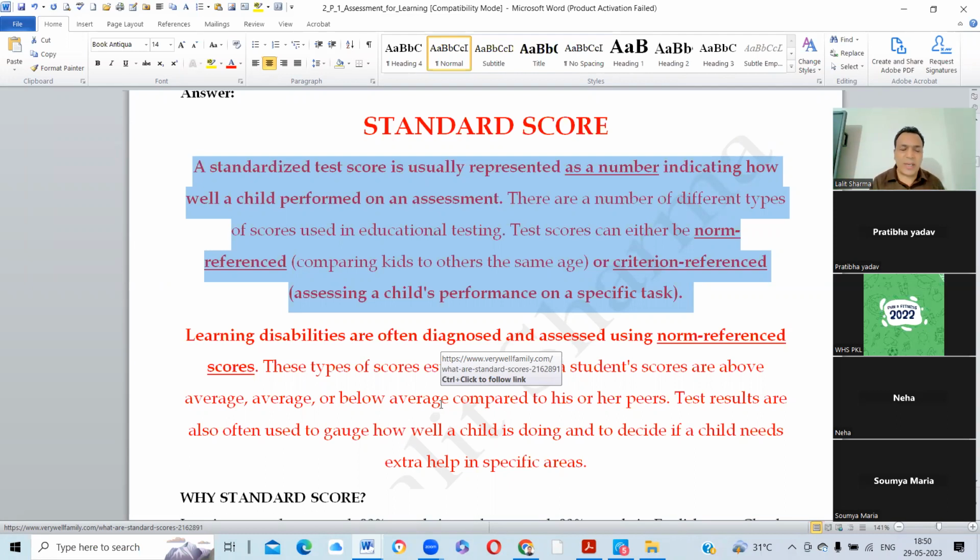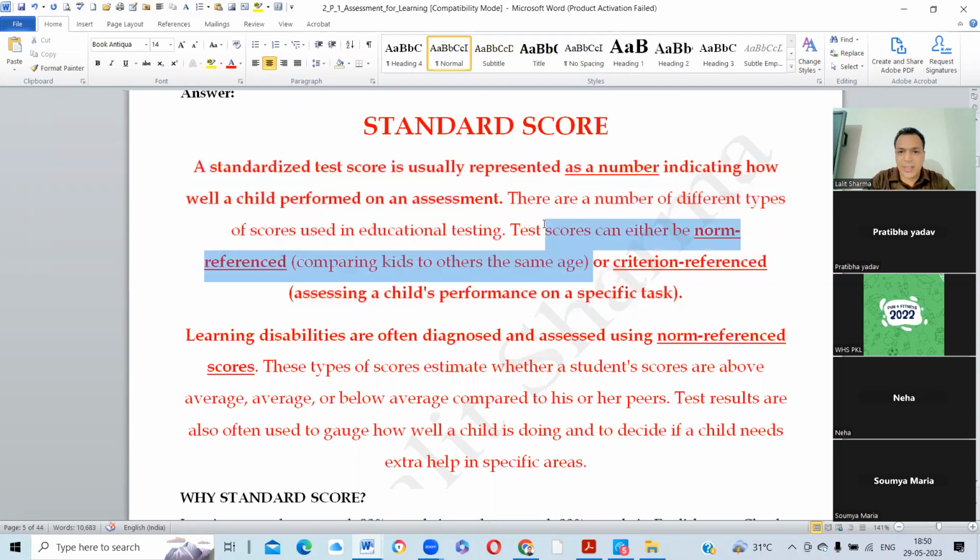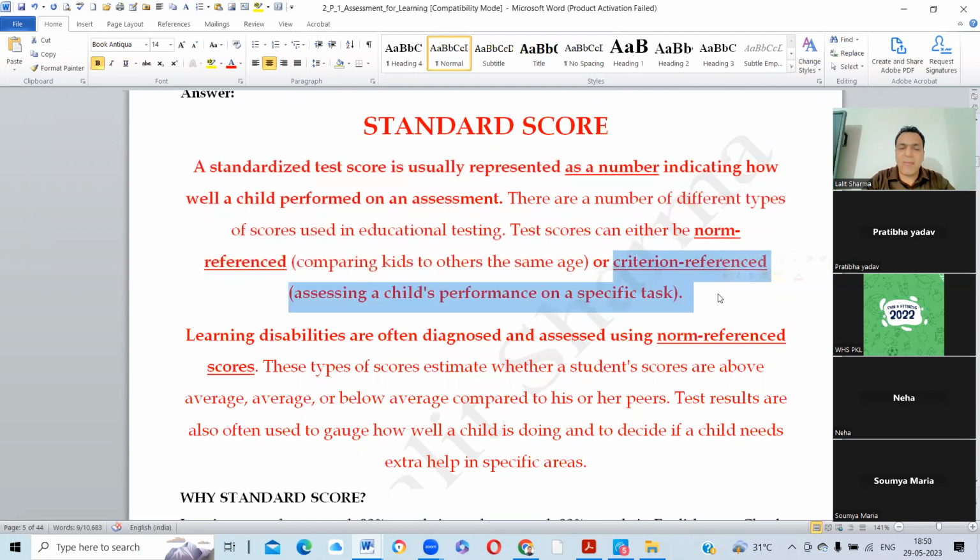So there are a number of different types of scores used in educational settings. Test scores can either be norm referenced, comparing kids to others of the same age. Okay, so then we use the norm reference score. Criterion reference score we use when we are assessing a child's performance on a specific task.